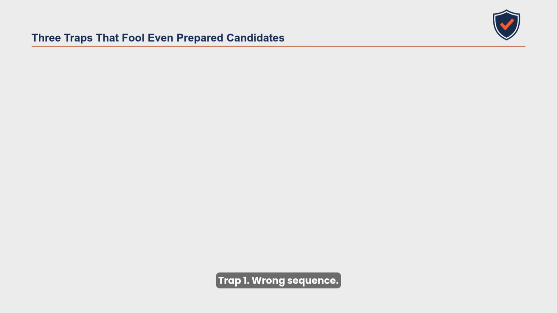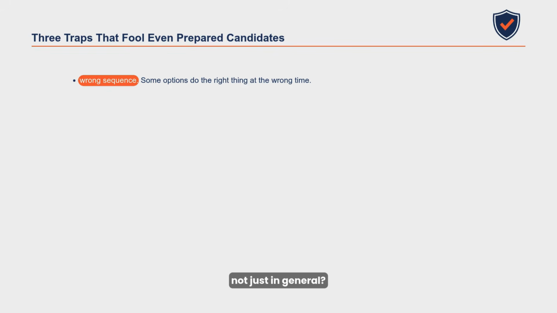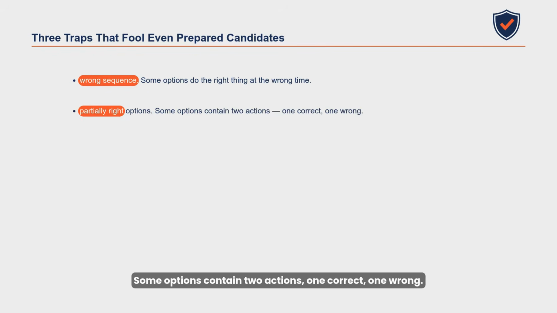Trap 1. Wrong sequence. Some options do the right thing at the wrong time. Always check: is this the right action at this point in the scenario, not just in general? Trap 2. Partially right options. Some options contain 2 actions, one correct, one wrong. The whole option must be correct. Investigate and escalate sounds right, but premature escalation disqualifies the option.